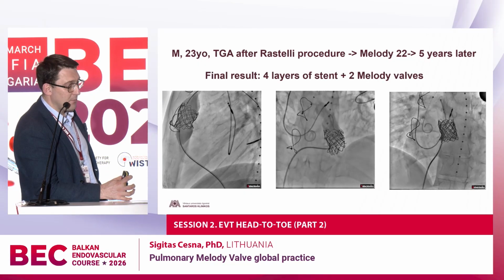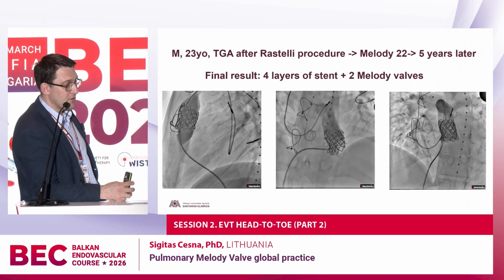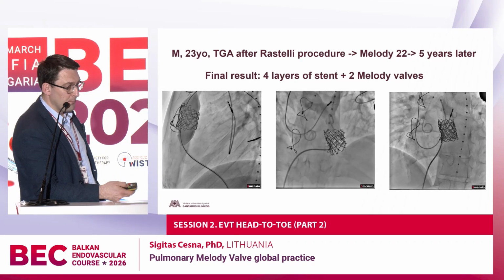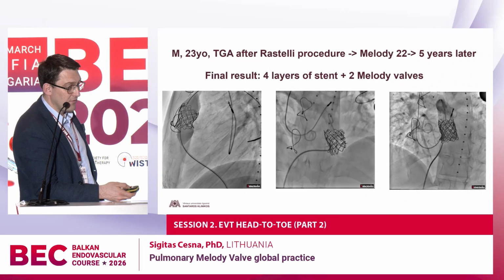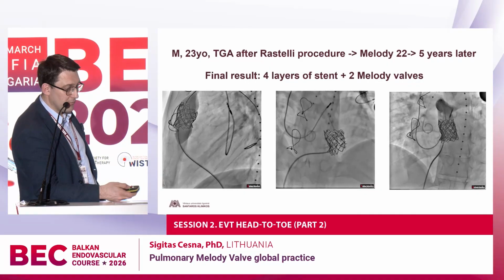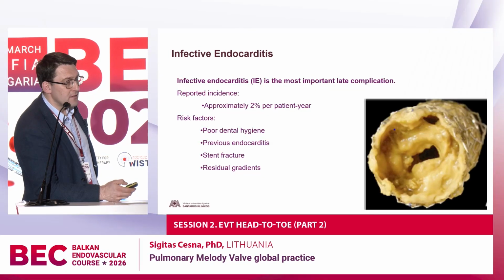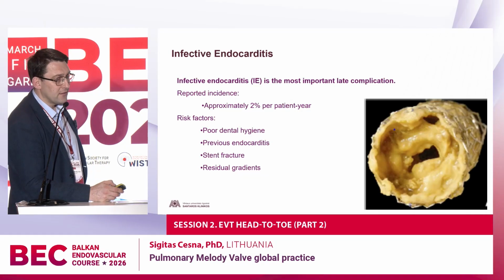However, the chap of 23 years old already has 4 layers of stent and 2 Melody valves. And still we have to make a plan for him for the next 10-15 years, what we are going to do with him later on. One of the main issues regarding the long-term results is infective endocarditis.